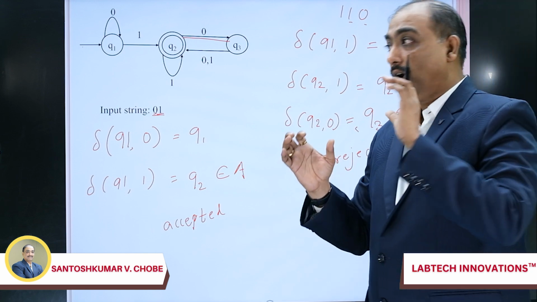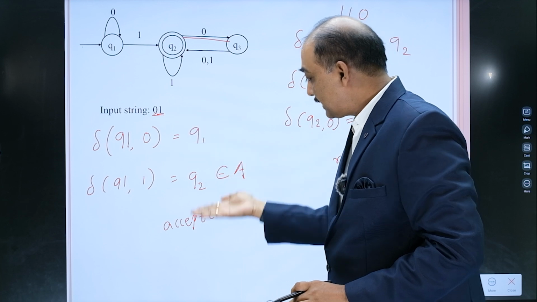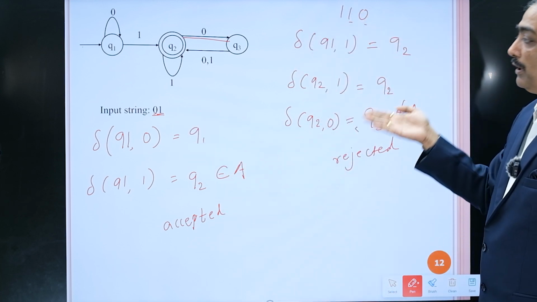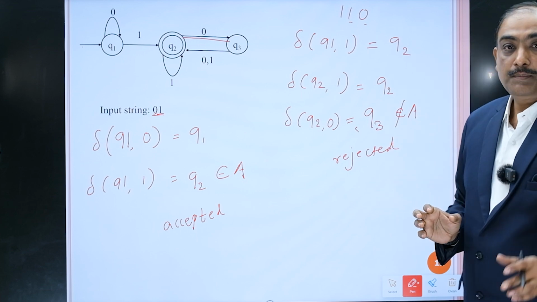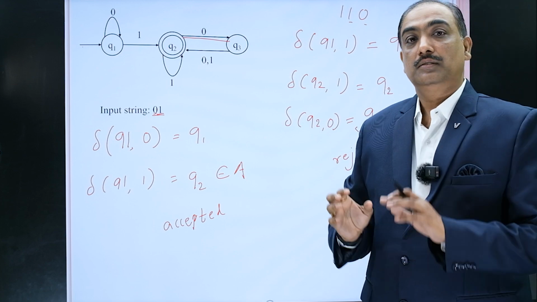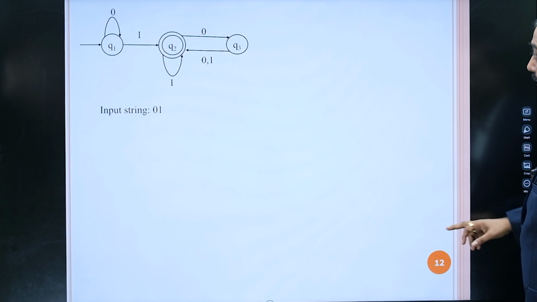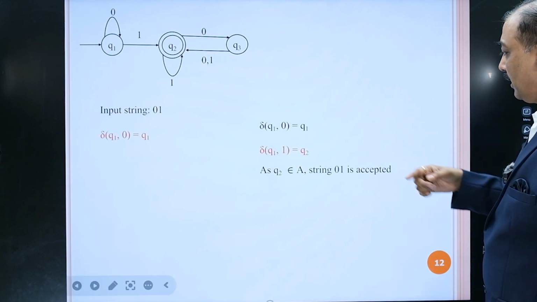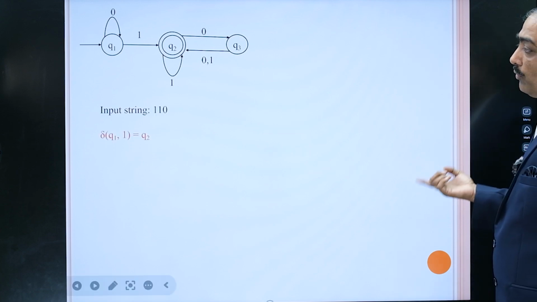This is how our finite automata tells whether a particular string is accepted or rejected by a finite automata. And that's why this finite automata is also called an acceptor or language recognizer. This is just processing of the string, which we have already taken care of. Another string, 110.